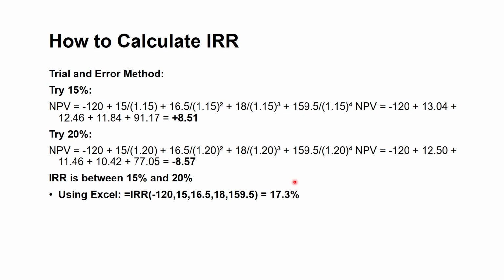So, IRR is particularly useful for comparing investments of different sizes and time horizons. So, if your required return is less than 17.3%, accept this investment. If your required return exceeds 17.3%, reject it and find an alternative with higher return.